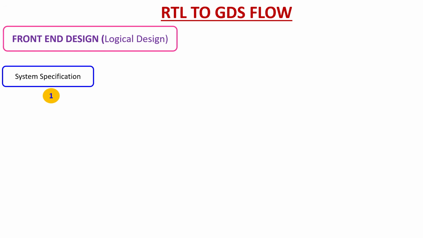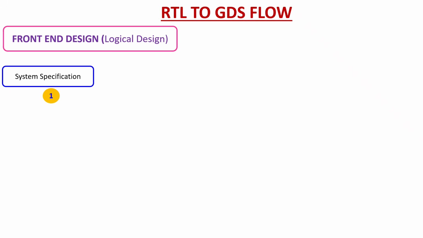Let us start with the front-end design flow. Front-end is the logical design phase of a chip where functionality is designed, coded, and verified before physical implementation is done. In this front-end, we have a total of 11 stages. Let us see all the stages one by one.